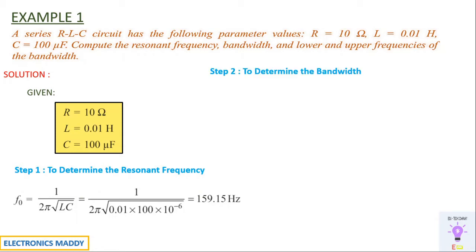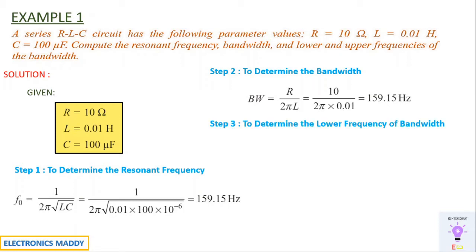The second step is to determine the bandwidth, which is what is asked in our question. The bandwidth is given by the formula R by 2 pi L. We know the value of R, we know the value of L, and we know the value of pi as well. So substitute the values, and we get 159.15 Hertz.